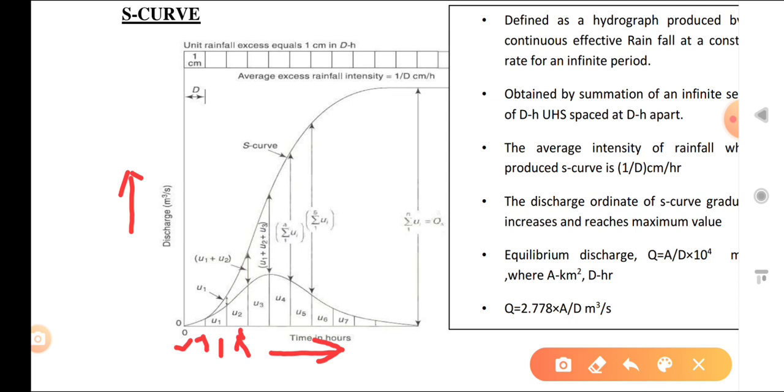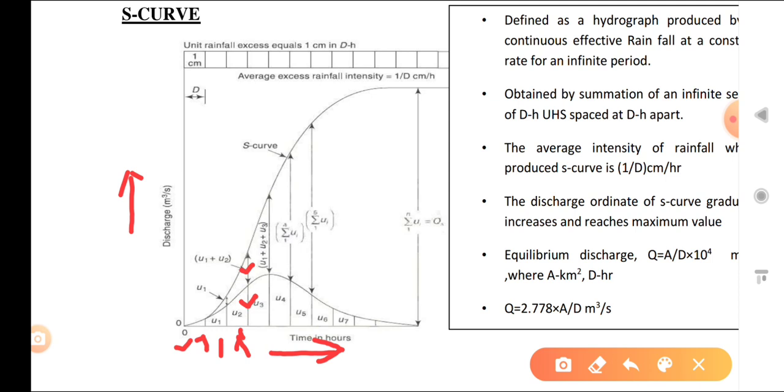At t3, u3 is the ordinate of the unit hydrograph, and u1 plus u2 is the addition to the S curve. So the addition at t3 is u3 plus u1 plus u2. Same at t4, it is u4 plus u1 plus u2 plus u3. So at any time, it is the cumulative summation of all the ordinates.